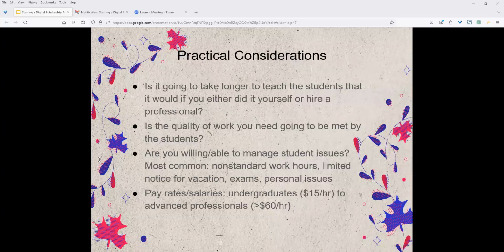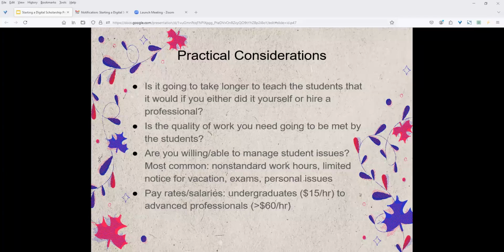Now, practical considerations. Questions you need to ask. Is it going to take longer to teach the students than it would be if you just did it yourself or if you hired a professional? So you have to balance that one way or the other. Is the quality of work you need going to be met by the students? If you have someone who's a web designer, he's 20 years old, he's been doing web design for 10 years, he's probably got a very good idea of what he's doing. That would be very different from a student who's just started a couple months ago. So you have to know what sort of quality work they will be able to produce.